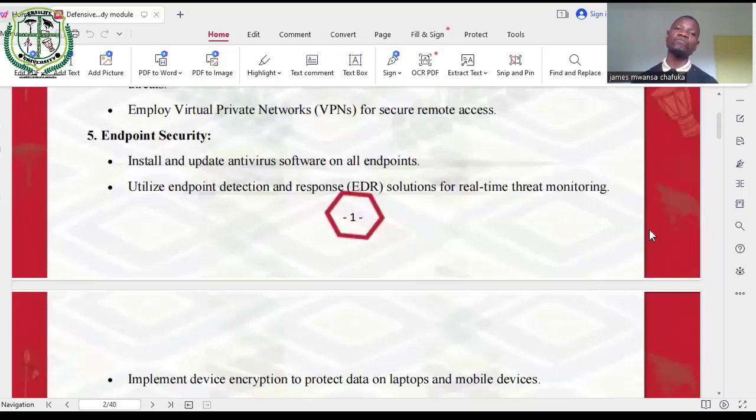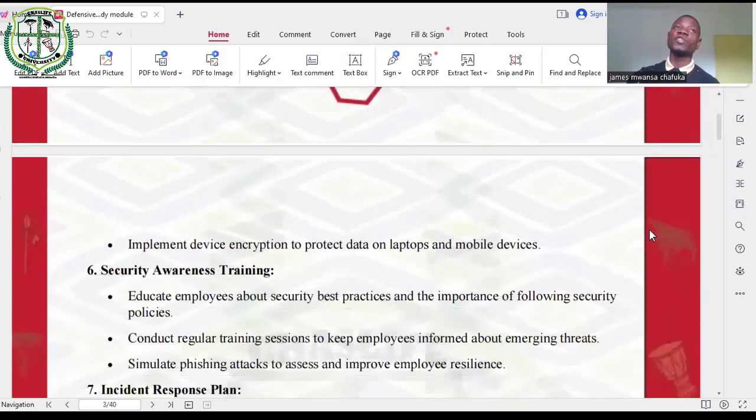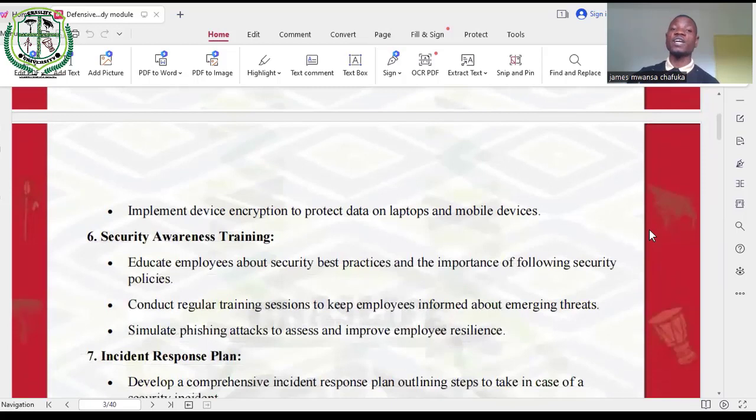Very important. The other point is utilizing an endpoint detection and response solution for real-time threat monitoring. Very important. And then there is also the aspect of implementing device encryption to protect data on laptops and mobile devices.